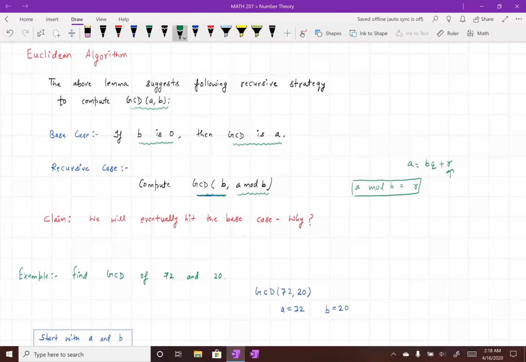The claim here is that we will eventually hit the base case. In this recursive case, you are applying successive division to make those integers smaller, up to the point that one of the integers becomes equal to 0, and once the integer B becomes equal to 0, then the GCD of your problem is the other integer A, which is your base case.